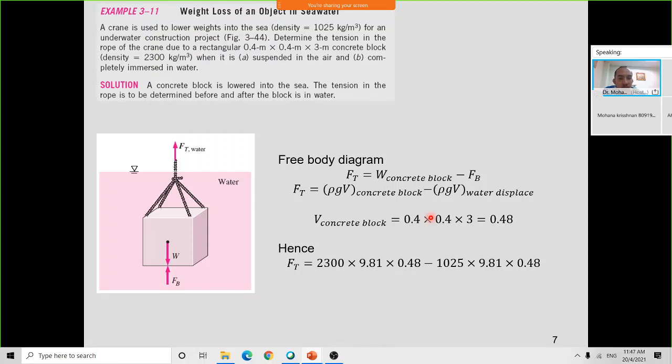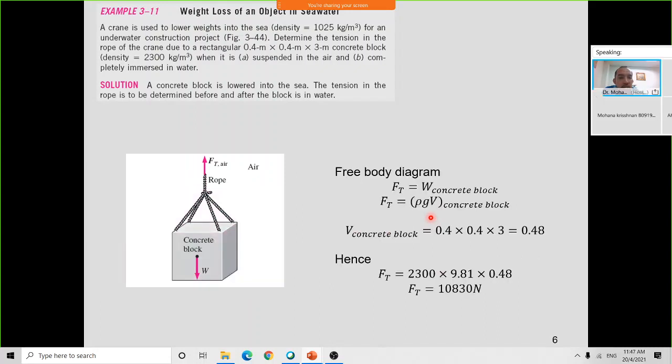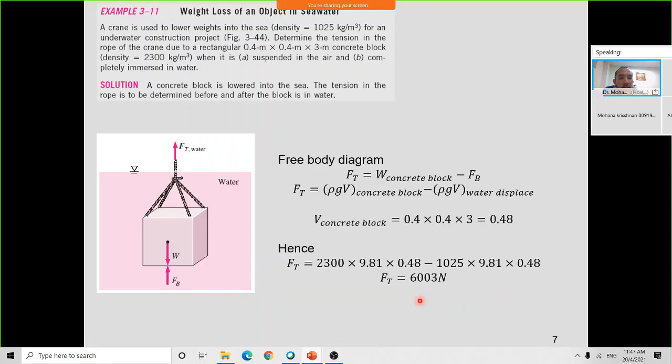So you can see the difference: before it is submerged into the water, the tension is 10,830, but when it is fully submerged in the water, the tension becomes 6,003 Newton. The buoyancy force is another 4,000 acting here.